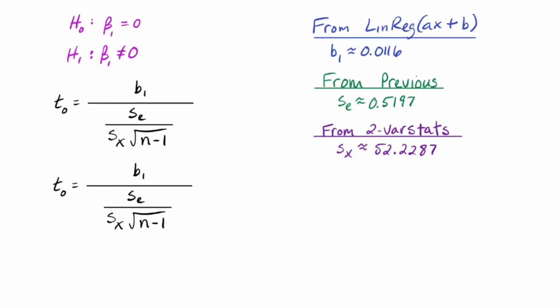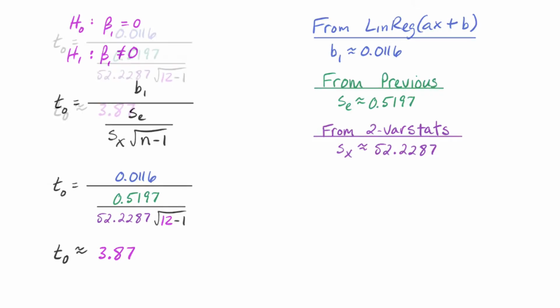So I'm going to substitute my value of 0.0116 for my b sub 1, substituting 0.5197 for our standard error s sub e, substituting s sub x with our 52.2287, and then one more time our sample size would be n, and we've got 12 pairs of data, which means we end up with a test statistic t0 of approximately 3.87.